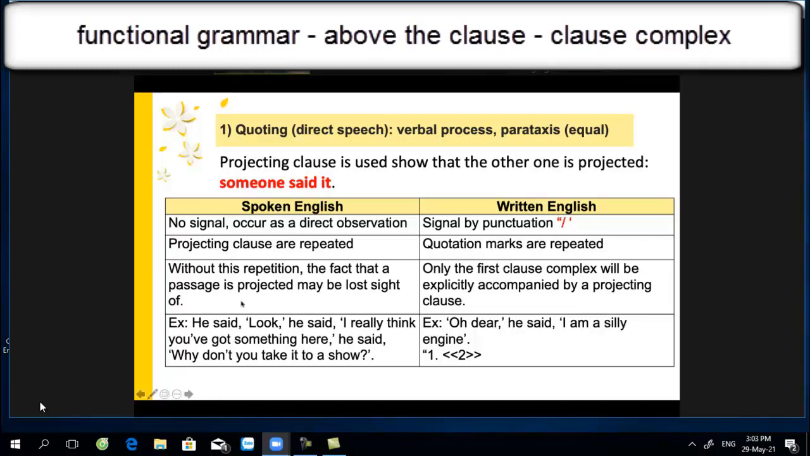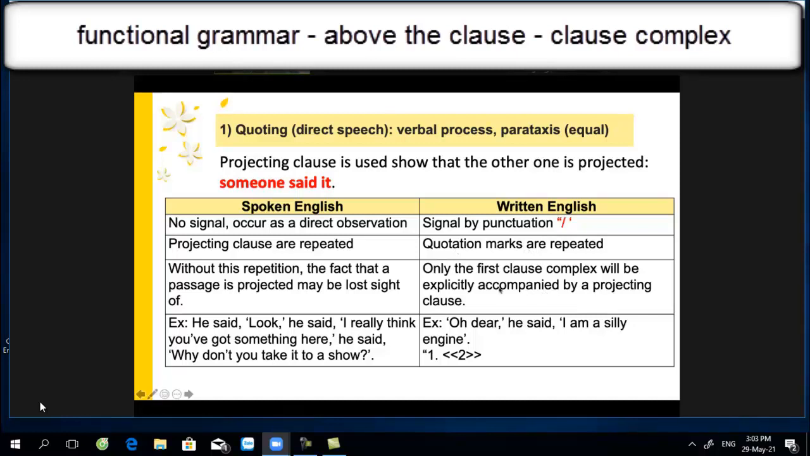Yeah. But normally when we speak, we don't use this kind of repetition, right? So Dr. Halliday concluded that the fact that a passage is protected may be lost sight of. It means that the listener didn't notice that. But when it comes to written English, it's very clear. We have punctuation, double quotation mark and single quotation mark, to notify that I am quoting something. So the quotation mark will be repeated, yeah.